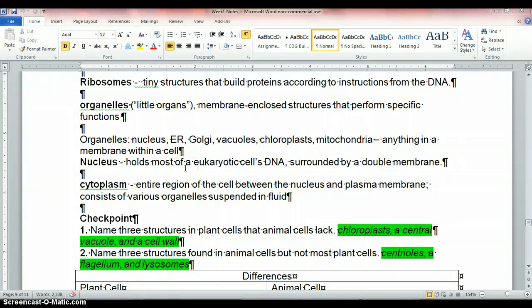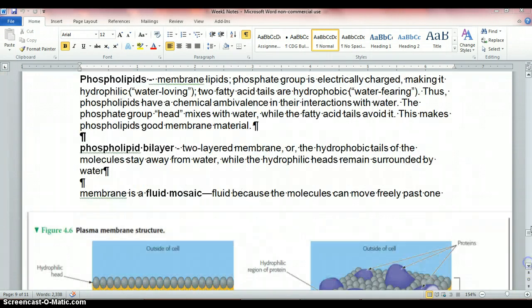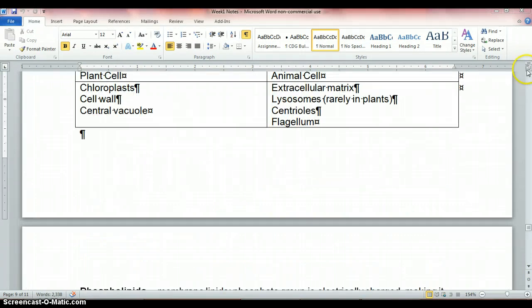Nucleus is what we care about. Remember that's eukaryotic, and that's what's holding our DNA, so it keeps that really important information separate. Cytoplasm is the entire region of the cell between the nucleus and the plasma membrane. So it's basically all the lovely stuff other than the nucleus, just floating around, having a good old time. Then there's another little checkpoint. I'm just flicking way too hard today.